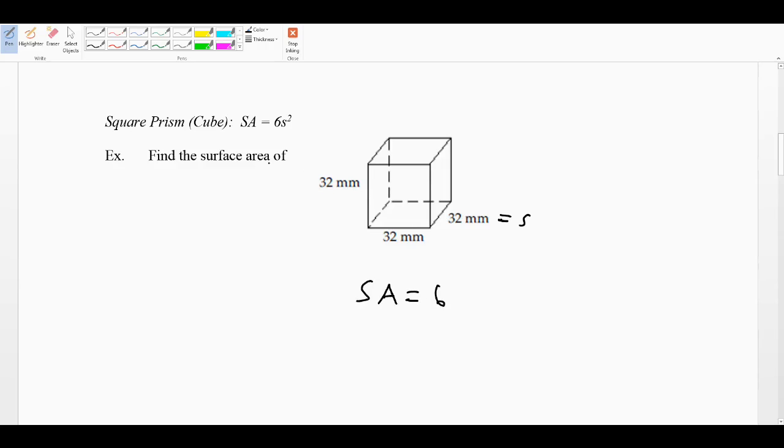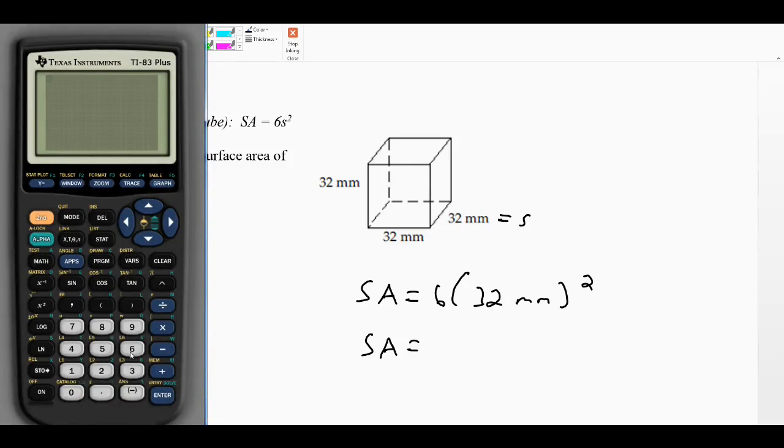So we're going to use the formula 6s squared, where s is 32 millimeters. I'm going to take out my graphing calculator and type it in as 6, using parentheses, 32, and this is my square key. Enter. And we get 6,144 millimeters squared.